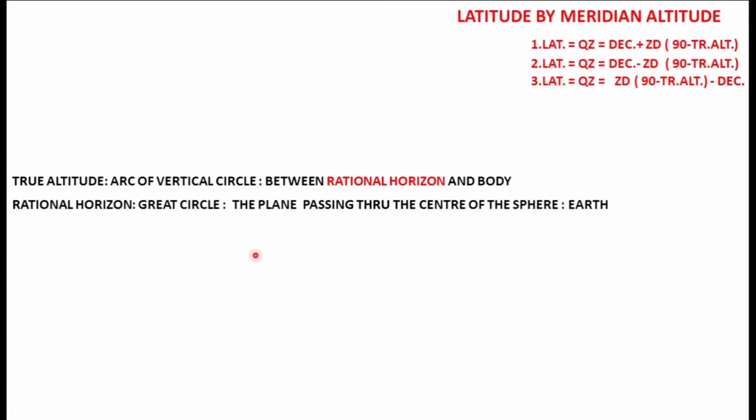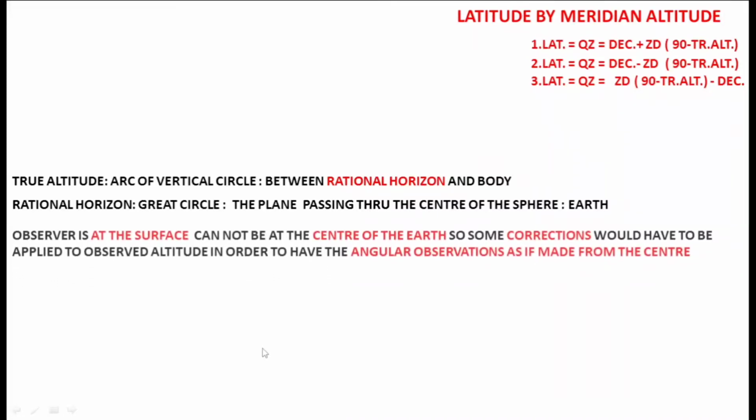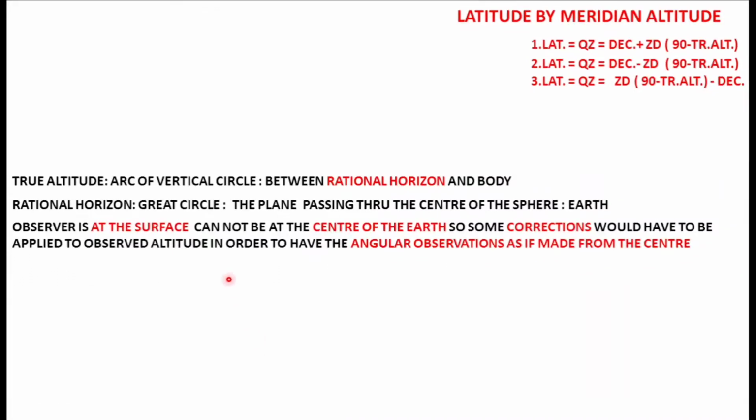Rational horizon is a great circle. Its plane must be passing through the center of the sphere. In this case, we are talking about Earth, so it should be passing through the center of the Earth. But an observer can never be at the center of the Earth. He's at the surface. So some corrections would have to be applied to whatever I'm observing as the altitude, to be able to get the values at the center of the Earth.